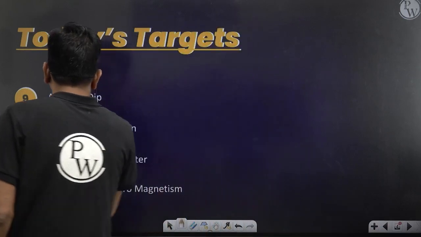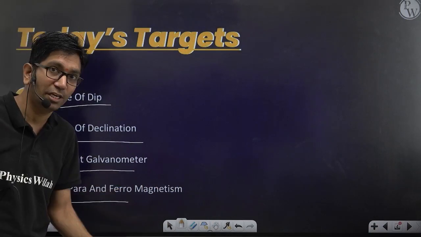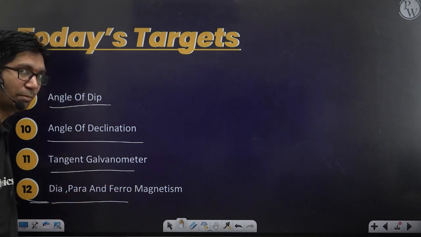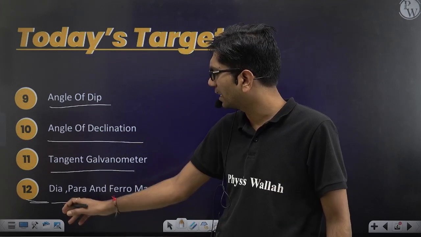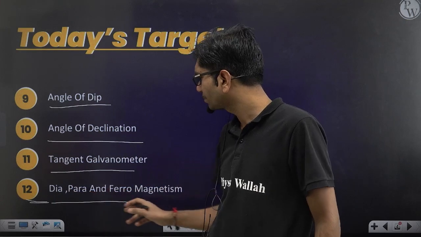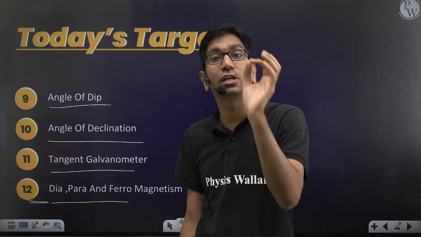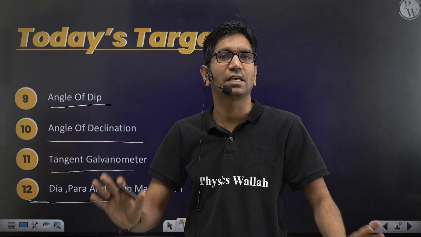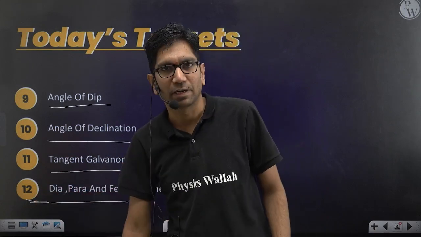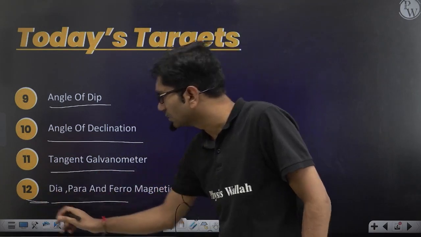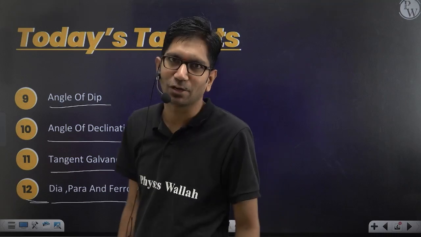Yes, beta. See here, next: angle of dip, angle of declination, tangent galvanometer, dia, para and ferromagnetism. This one is very important. In JEE and NEET exams, most of the questions you will get are direct questions from dia, para and ferromagnetism, beta. You have to learn each and every point present in your NCERT book. Direct, theory-based questions you will get from this topic. For the rest of the topics we can compare, and there are a few formulas you have to learn by heart, beta.